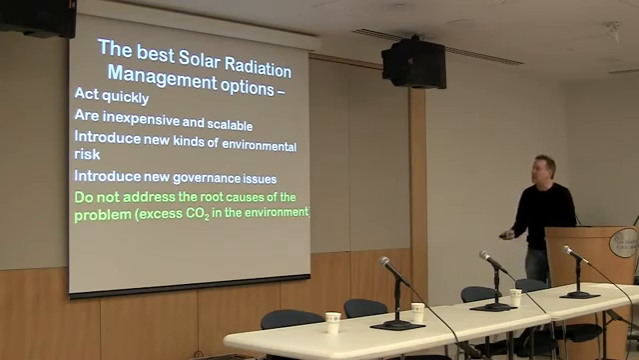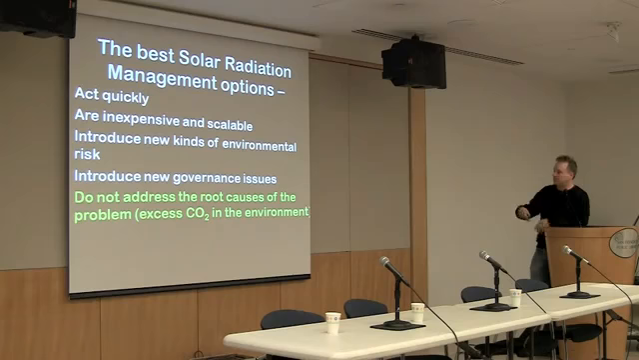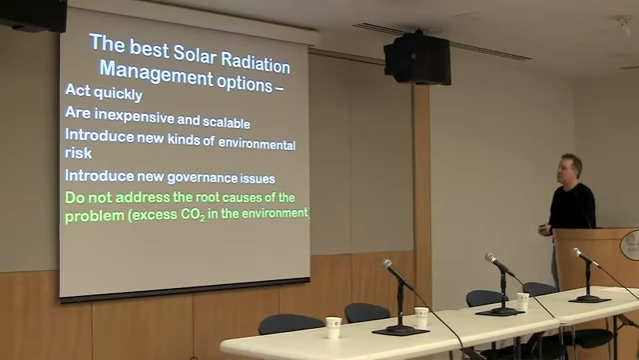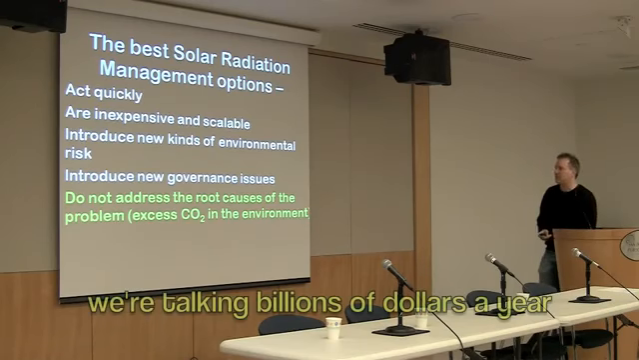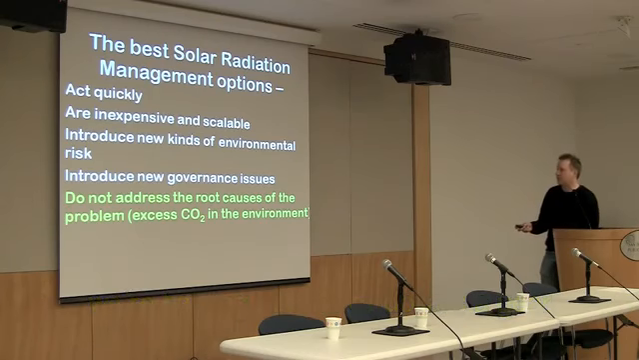On the other hand, the solar radiation management options, like putting dust in the stratosphere, act quickly. We saw that within a year of putting material in the stratosphere, Mount Pinatubo caused the Earth to cool. The best of these are inexpensive, meaning to cool the whole planet, we're talking about billions of dollars a year, which is a lot of money to normal people, but in the overall scheme of the global economy, it's tiny. And they're scalable. One volcano was able to cool the entire Earth, so it can really scale up to the size of the problem.